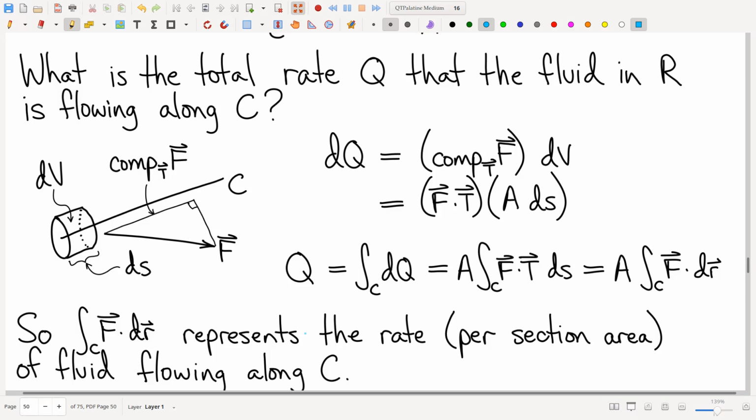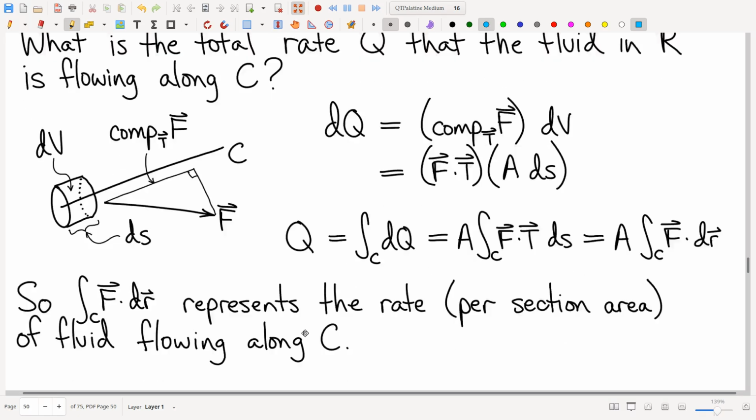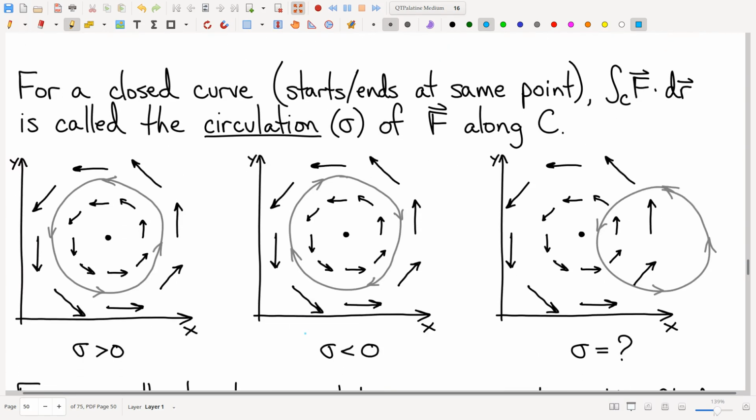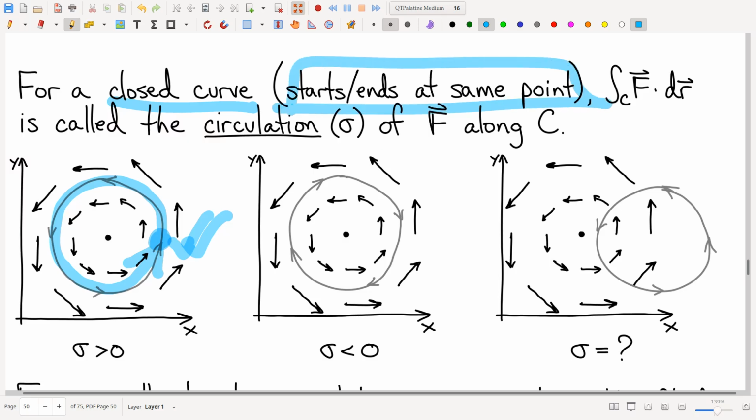Right. Okay, so this is the interpretation. Here is just a couple of pictures to get some geometric intuition. Now I'm going to show you a special case. Specifically, we're going to look at something called a closed curve. A closed curve starts and then ends at the same point. That's what a closed curve is.